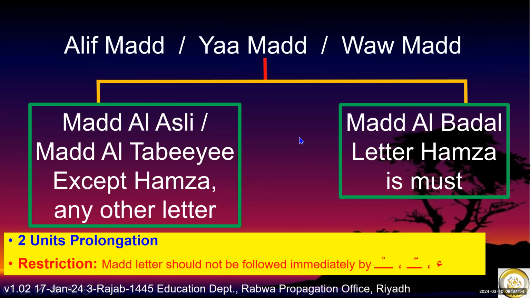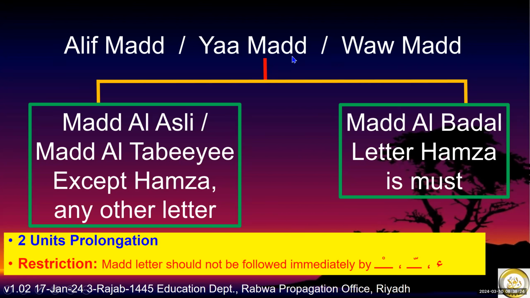To understand more, the Alif Mad, Ya Mad, Waw Mad has been divided into Madal Asli and Madal Badal. The difference is whether the letter is Hamza. Which letter do I mean? The letter having the haraka, fatha or kasra or dhamma. If it is a Hamza, then it is a Madal Badal. If the letter is not Hamza, then the specific name is Madal Asli or Madal Tabeeyee. So this is the difference between these two.